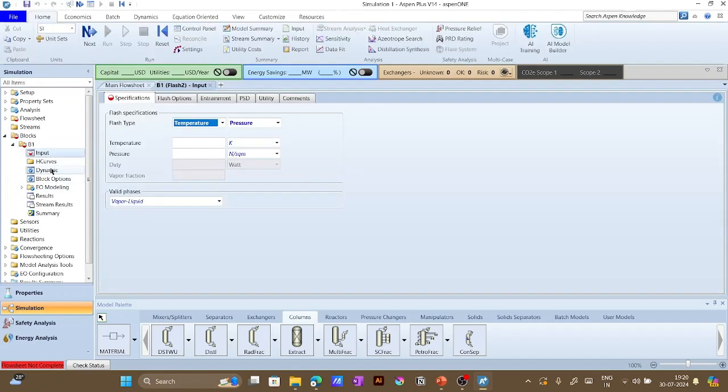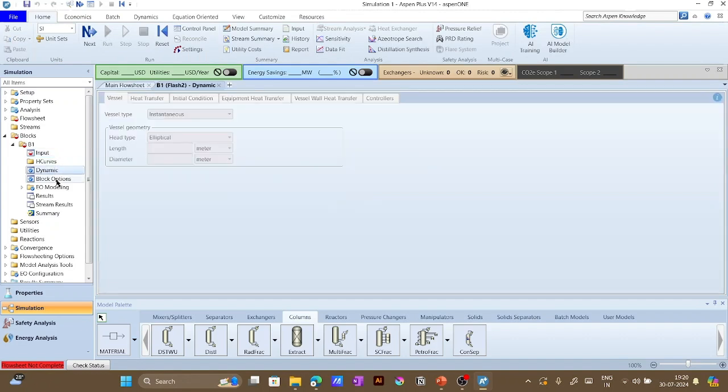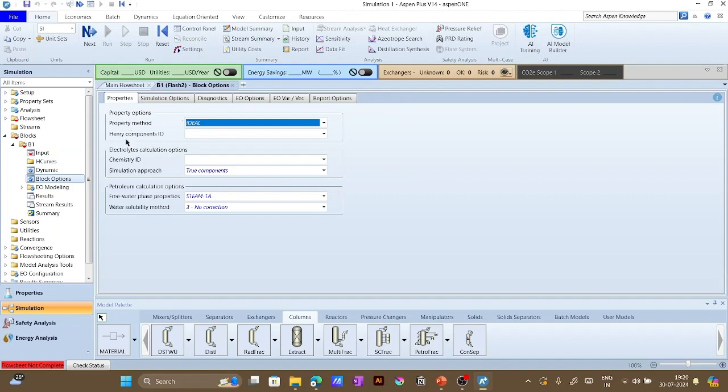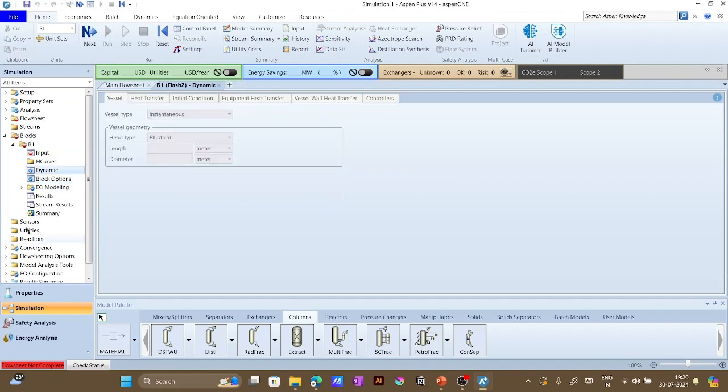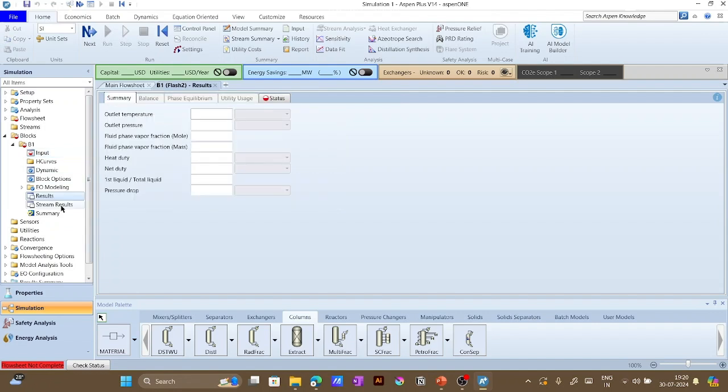Some of the other options are not useful to us as of now, like you will see you cannot edit them. Mostly we have to deal with what the inputs related to it are and what the results associated with it are.